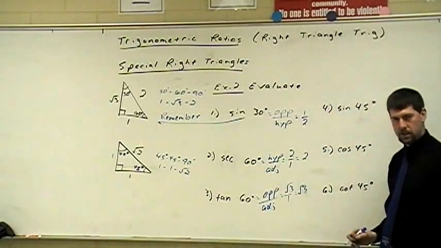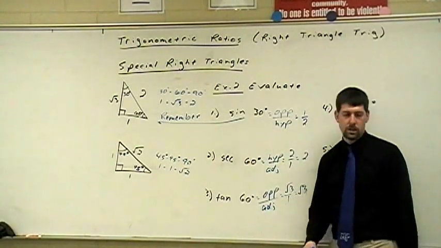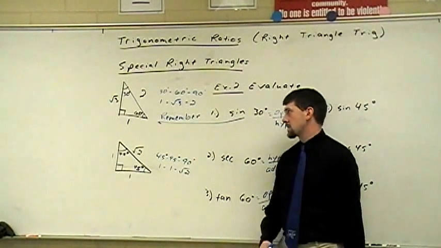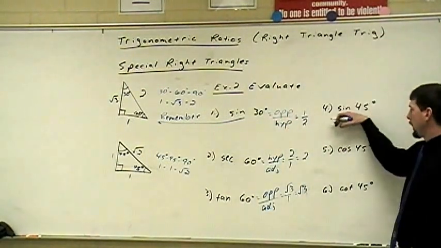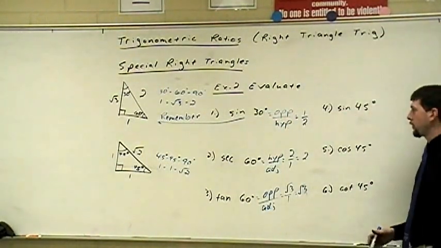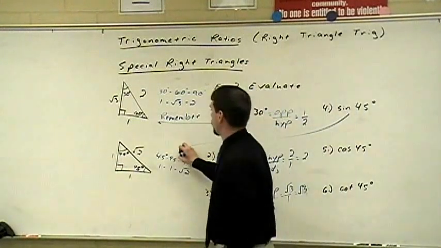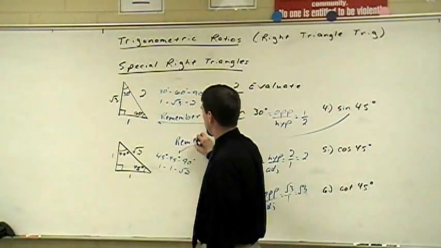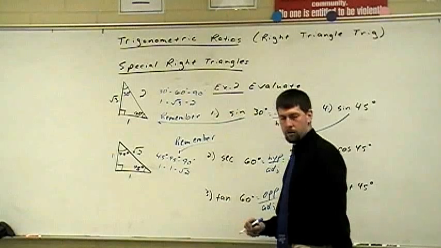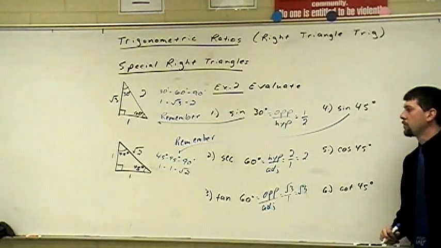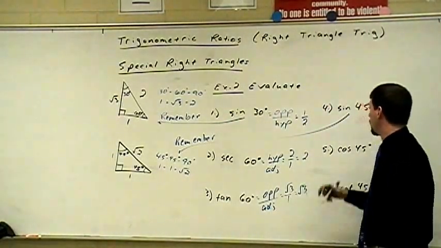So there's 30, 60, using a 30 degree or 60 degrees from the 30, 60, 90 triangle. Now let's say we had 45 degrees. Well, if I've got 45 degrees, then I've got to remember my 45, 45, 90 triangle. My 1, 1, square root of 2.